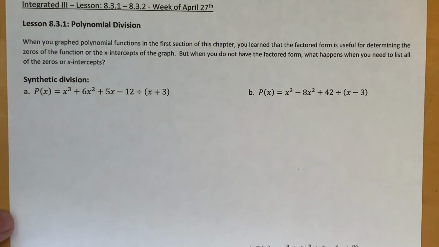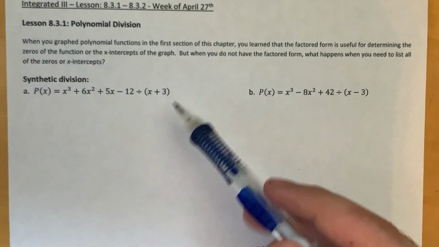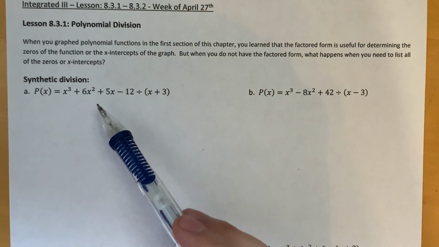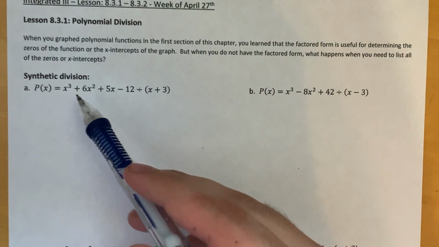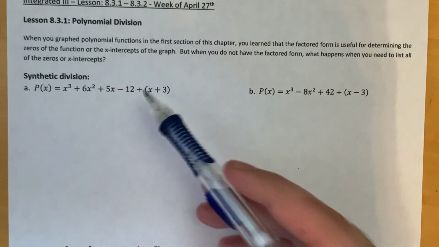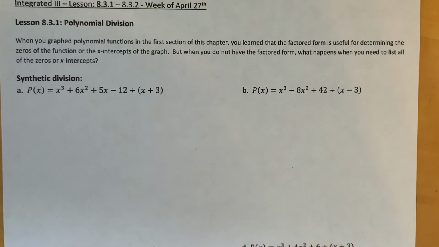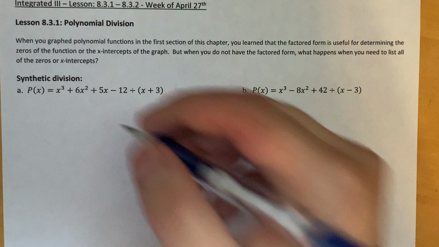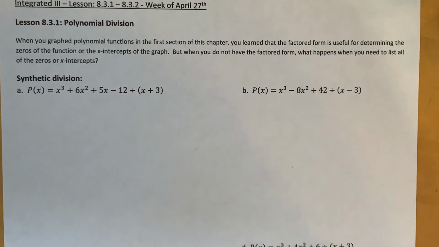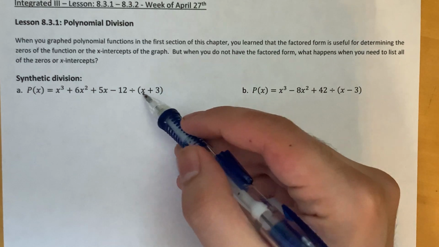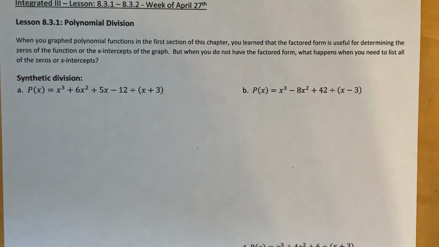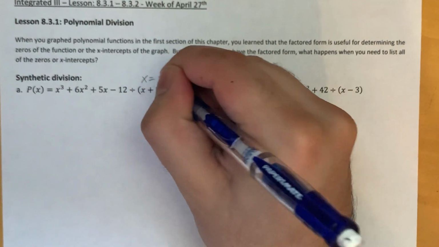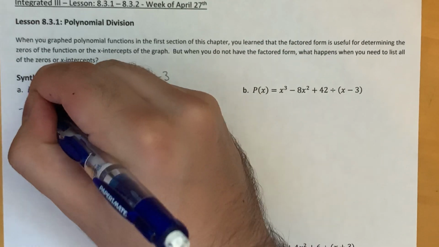And let's look at the first one. So x plus 3 is divided by x cubed plus 6x squared plus 5x minus 12. So we're going to use x plus 3 to divide it into x cubed plus 6x squared plus 5x minus 12. You could use the long division format, but synthetic division is quicker and easier. So the point that you're going to divide into, you're going to take the root of x plus 3, because x plus 3 is a factor. Therefore, it has a root, which is x equals negative 3. That's going to go right here.